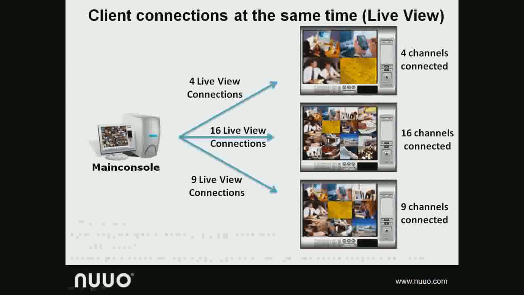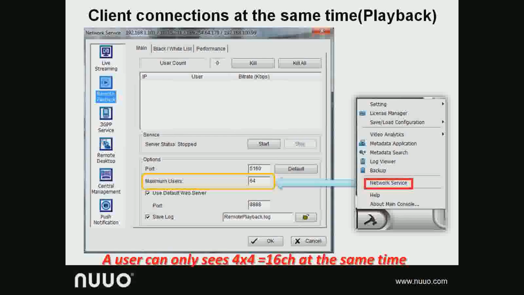So how about a user at a remote site who wants to see playback video from a main console server? In this case, the user goes to the NUO main console network service setting. He or she can also find the remote playback page. And this is a big difference between live streaming and remote playback. The live view streaming is counted by connection, but in the NUO main console, remote playback is counted by user.